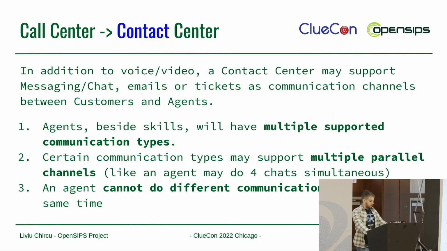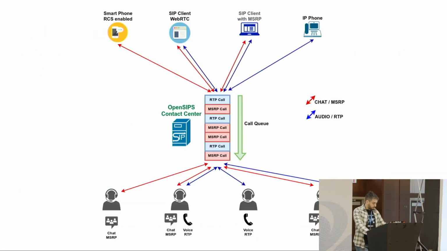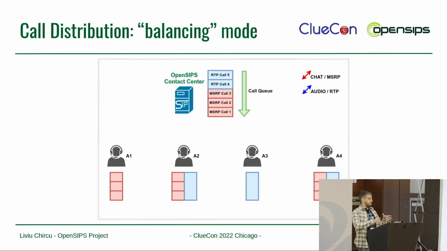So we added these. Let me show you this diagram, where we have all kinds of clients sending traffic, whether it's regular SIP messages, or session mode with MSRP. You might have RCS clients coming in. It's an entire ecosystem, and they all push these calls and messages into the call center queue. So now it's a bit of an algorithmic problem where you have to balance and select the proper agents based on their available slots and that kind of stuff.